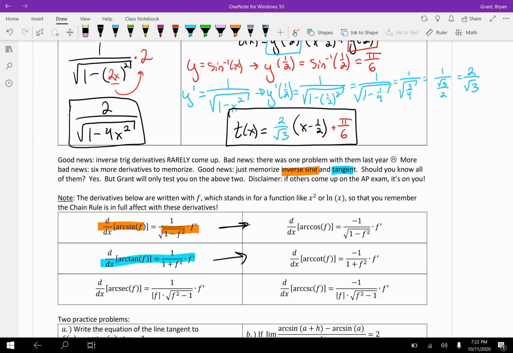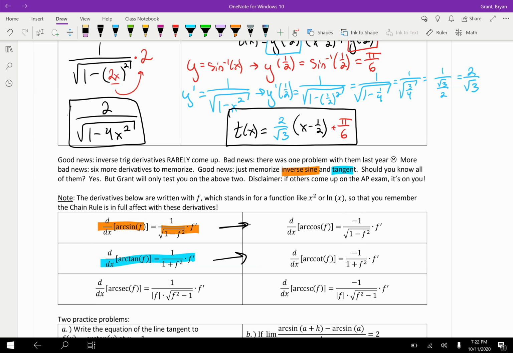Okay. Now, I'm only going to test you on the two that I highlighted. If the others come up on the AP exam, you do need to know them. However, I'm only going to test you on two, so if you have the time, memorize them all. If you don't, though, and you want to narrow it down, you can just memorize these two.